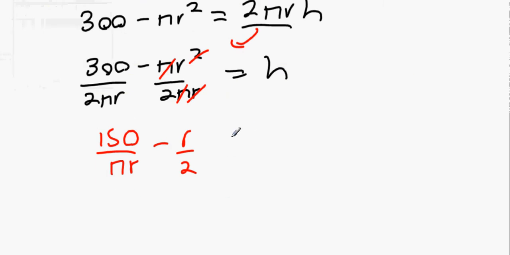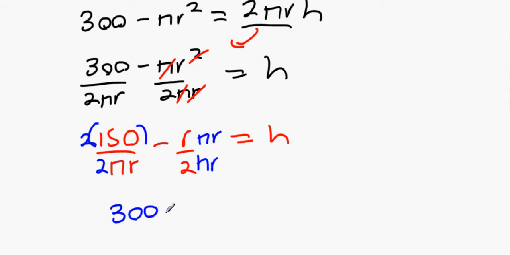So this is h here. Look, we can get a common denominator actually if we do want. We'll put that as 2, that is 2, and then multiply this by pi r, multiply this by pi r. Let's go back where we were. It's going to be 300 minus pi r squared all over 2 pi r. We'll just leave it like that for the time being.